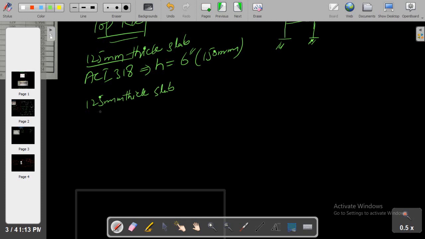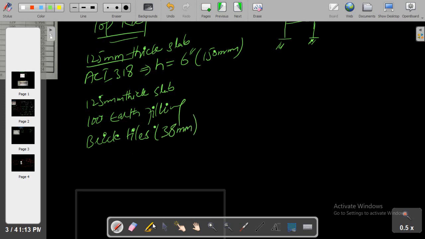This is the slab. We have 100 millimeter, almost 2.5 to 3 inch, earth filling. This is for insulation purposes, to control the heat. And similarly, we also use brick tiles on the roof, right? This is almost taken as 38 millimeter, or 1.5 to 2 inches thickness.